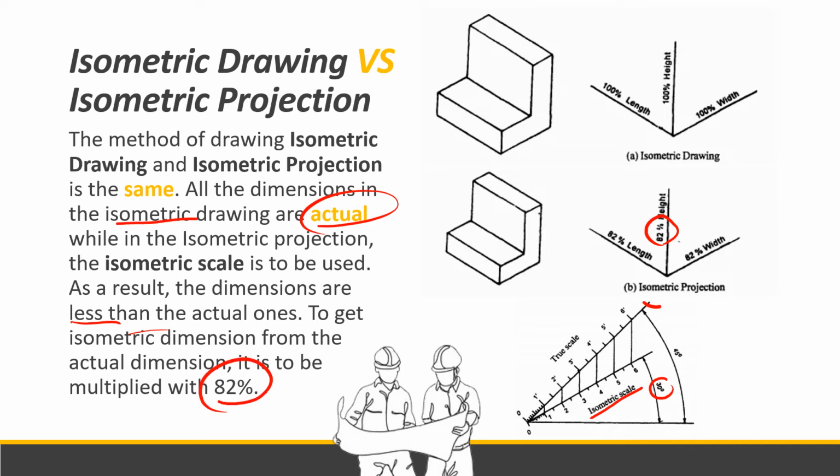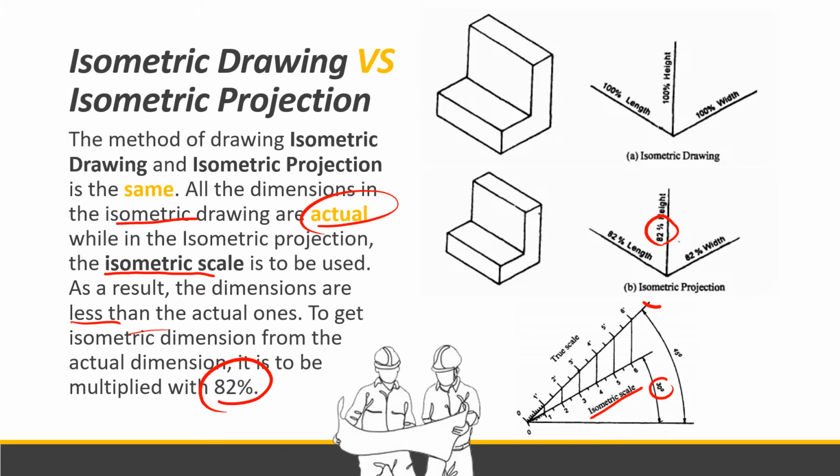Objects are seldom drawn through isometric projection; isometric drawing is used instead. Isometric projections are also called true isometric projections, since they use the isometric scale. The isometric scale is inconvenient.